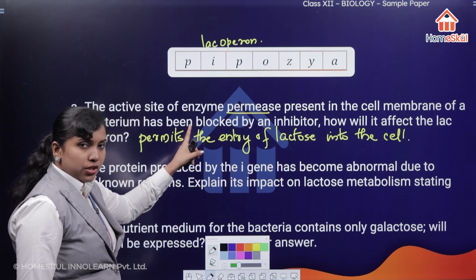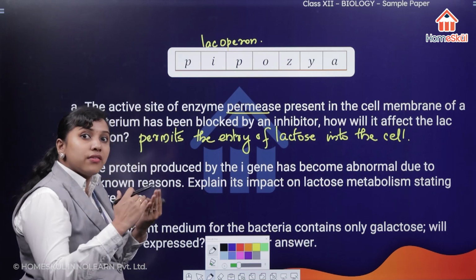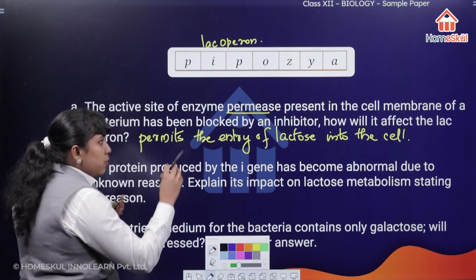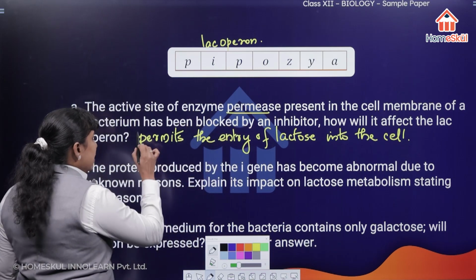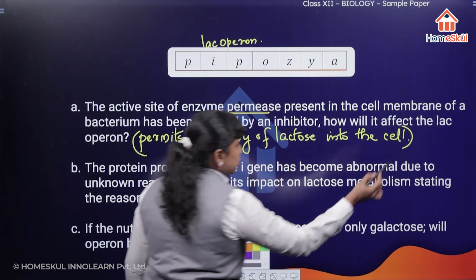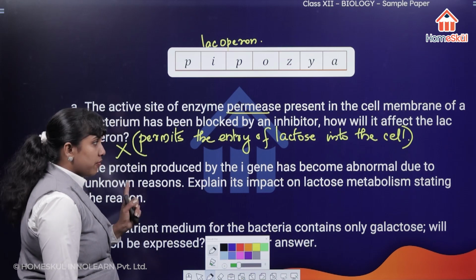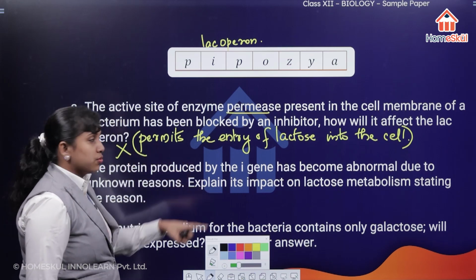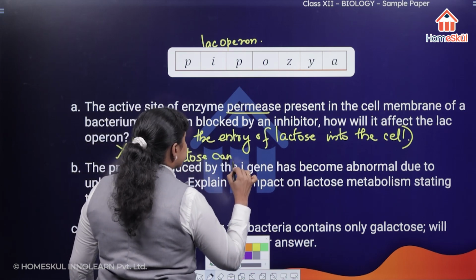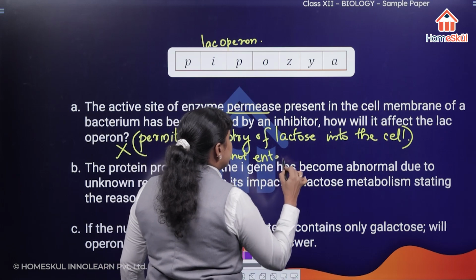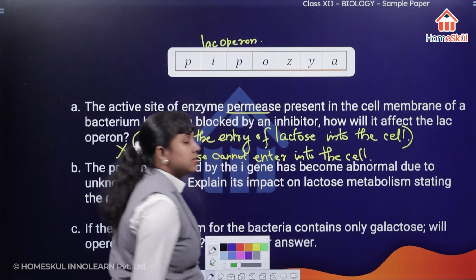So what does it result in? It results in the hindrance of the entry. Lactose will not enter inside the cell. Permease is basically permitting the entry of lactose into the cell, and it is hindered. What happens because of that? Lactose cannot enter into the cell as a result of this.